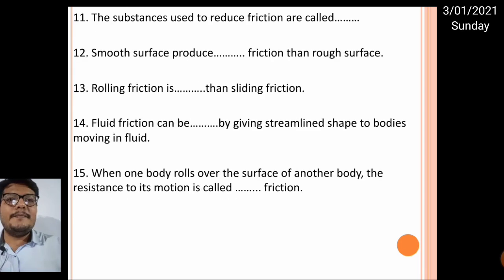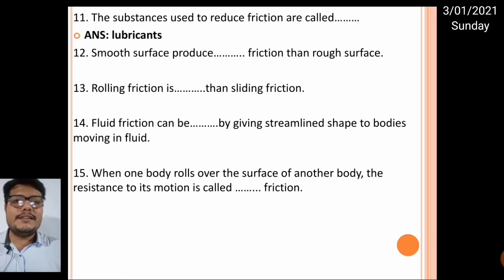Okay, let's see next here. The substances which reduce the friction are called lubricants. Simple, this is a definition only, we just have to put the last word, lubricants. Number 12, smooth surfaces produce blank friction than rough surfaces. Smooth surfaces produce less friction, right? It produces less friction.